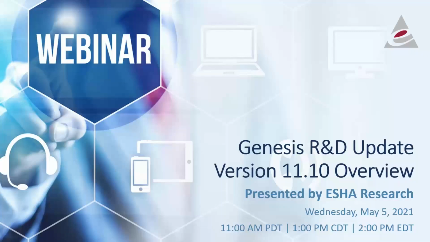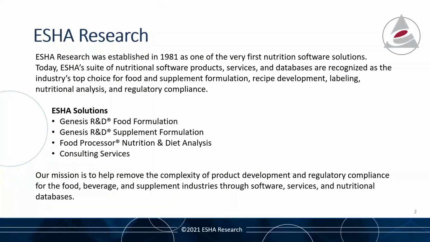Today we'll be sharing the latest developments in the Genesis R&D software, update version 11.10. This update has been available to cloud and on-premise users for a little while. If you're not running version 11.10 or have any questions about your license or account, please get in touch with the Esho sales team. You can reach them at sales@esho.com and they can help you.